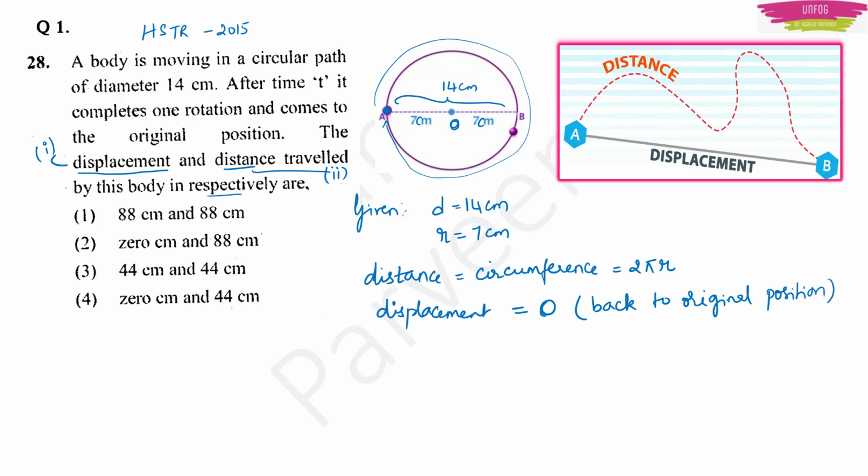So I got answer 1 first. Now I want the second answer. The second answer is what? Distance. This distance will be equal to 2 into pi, 22 by 7 into r, which is 7 centimeter. So 7 will get cancelled and distance will be 44 centimeter. So my first answer is 0 and my second one is 44 centimeter. So option 4 will be the correct answer.